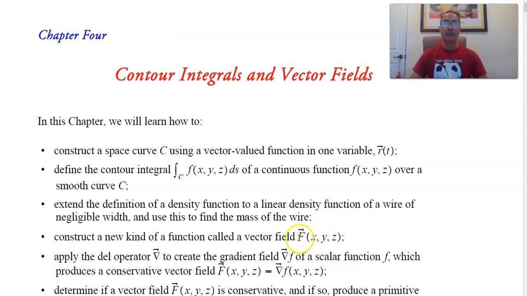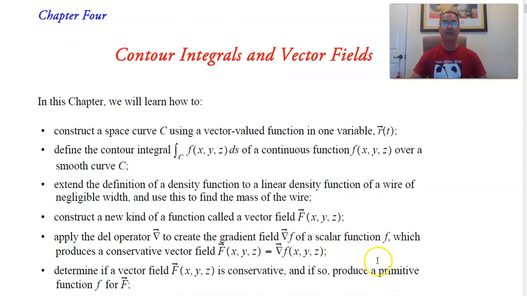More new stuff. We are going to construct what are called vector fields. So we now have 2 functions that have the arrow symbol, the vector symbol on top. Of course this kind of function is going to be very different from this kind of function. More vectors. We have the del operator, and we are going to construct the gradient field of a function of 2 or 3 variables, these guys over here. And that will produce a very good example of a vector field.